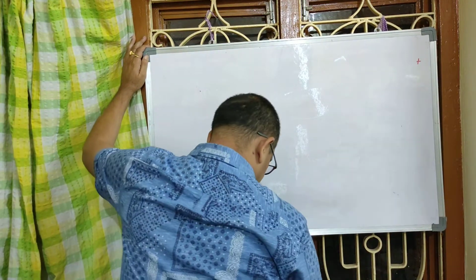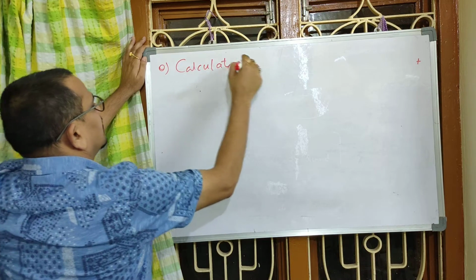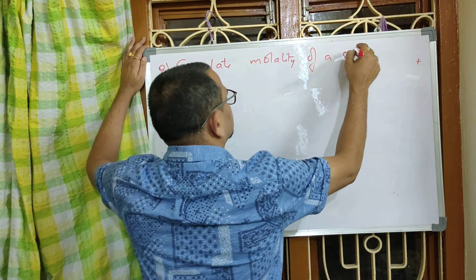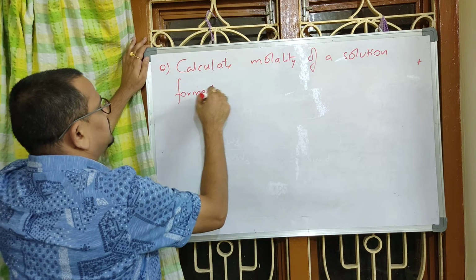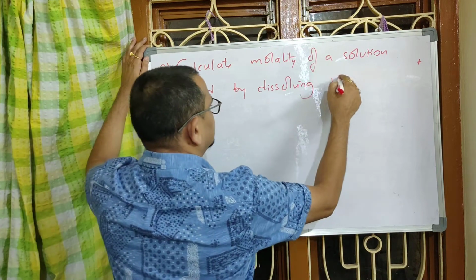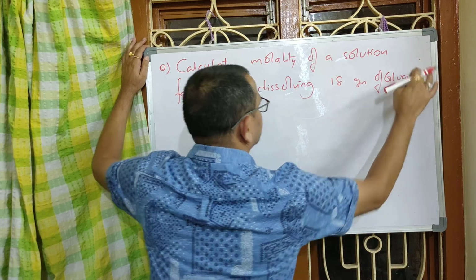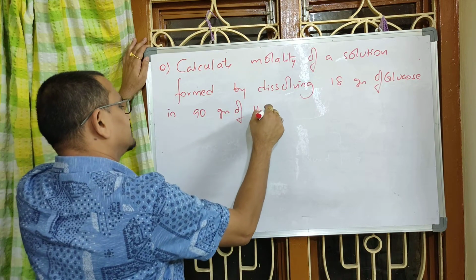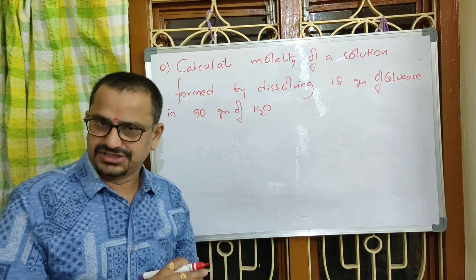See, the question is, calculate the molality of a solution formed by dissolving 18 grams of glucose in 90 grams of water. This is the way they may give a question.